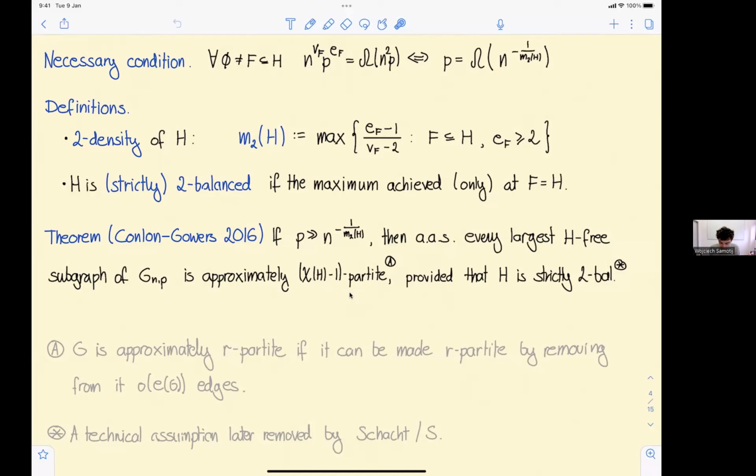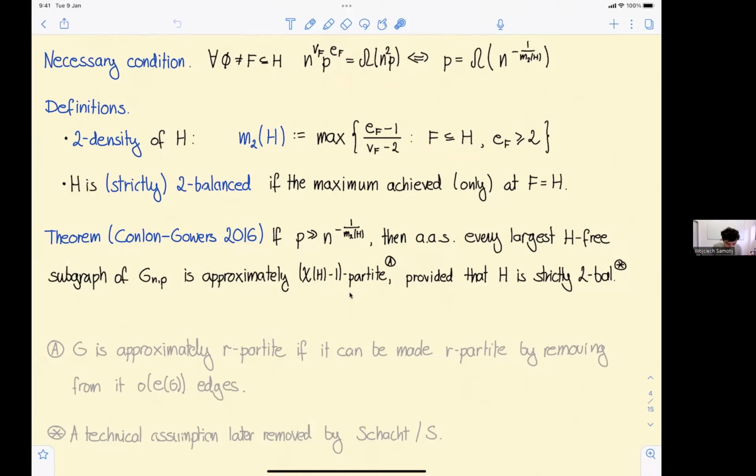p is at least a small constant times n to the minus 1 over m2 of H. And this m2 of H is a graph parameter called the two-density of H. It's the maximum ratio of the number of edges of F minus 1 divided by the number of vertices of F minus 2, where F runs over all subgraphs of H with at least 2 edges. So you might have seen this parameter before. If not, this is precisely what comes out from that calculation.